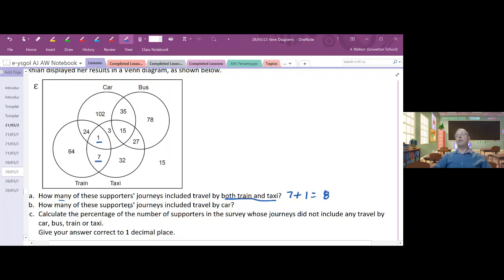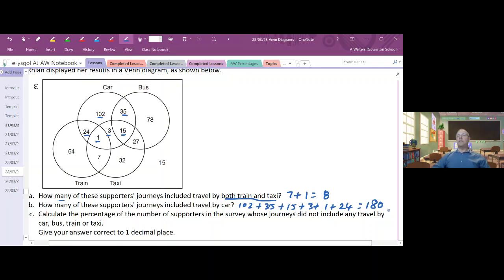Question B, how many of the supporters' journeys included travel by car? When I'm talking about people travelling by car, it's everyone inside this circle here. So I'm adding up the 102, the 24, the 1, the 3, the 15, and the 35. So 102 plus 35 plus 15 plus 3 plus 1 plus 24. When you add them all up, it's 180.